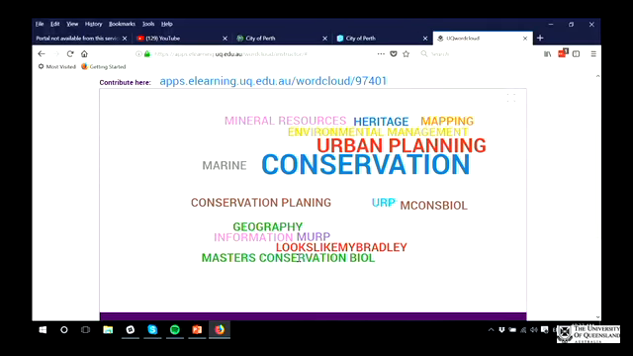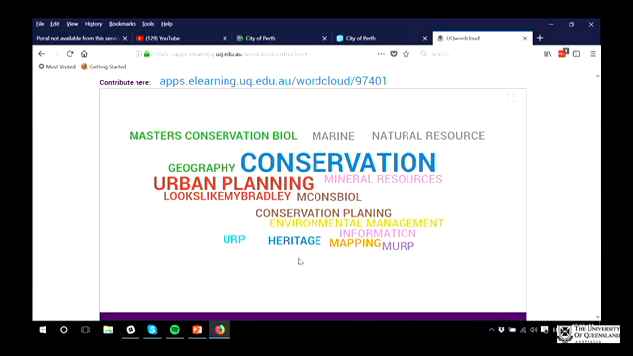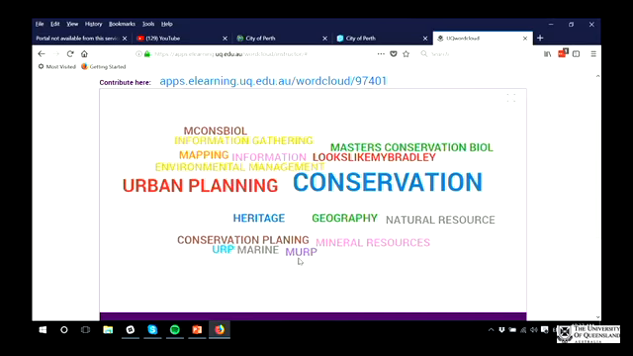Okay, so that gives us a bit of a sense, I think, of who else is in this course. I guess we got some conservation people, people doing urban planning and geography, environmental management, conservation, urban planning. So quite a lot of people doing urban planning type stuff.